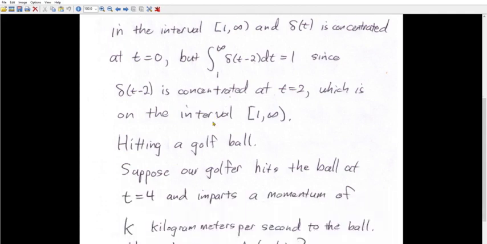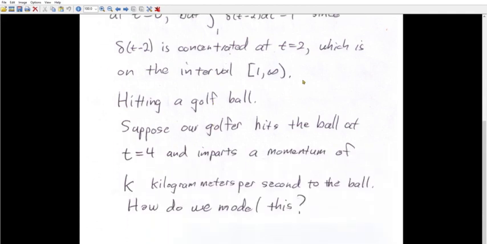Now, let's think about what we did previously, which is look at somebody hitting a golf ball. Okay, so let's suppose that our golfer hits the ball at t equals 4 and imparts an instantaneous momentum of k kilogram meters per second to the ball. How do we model this?